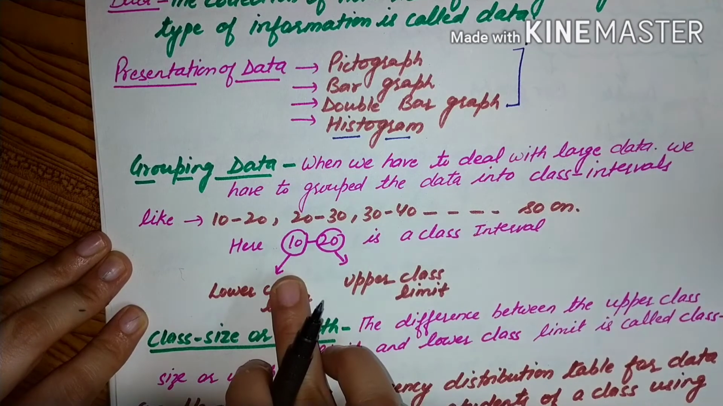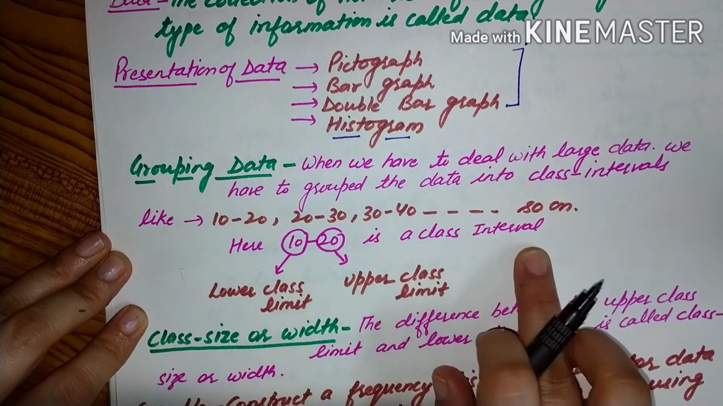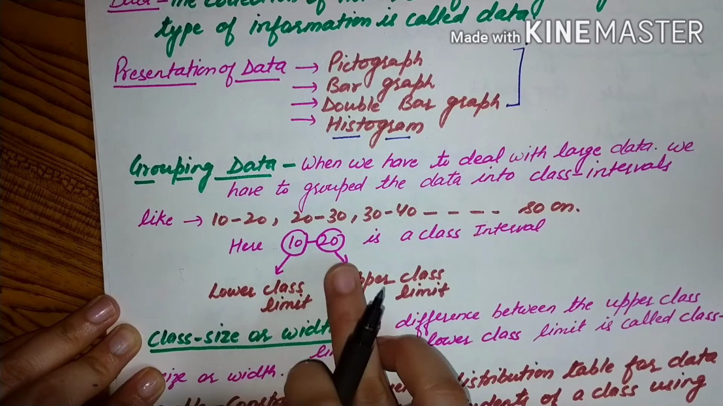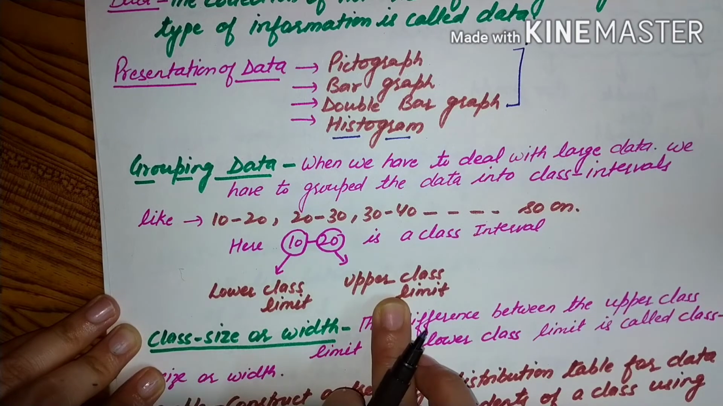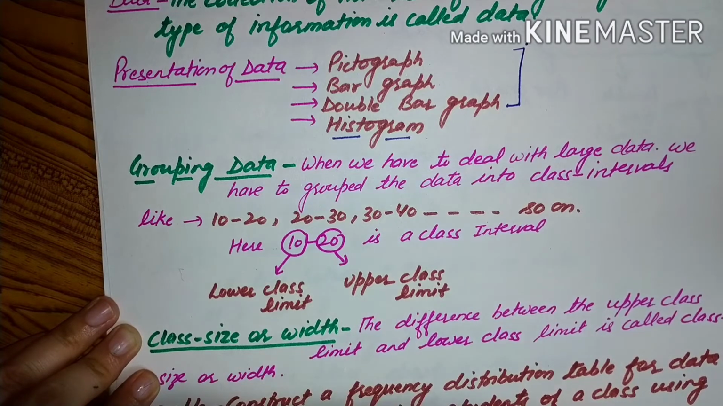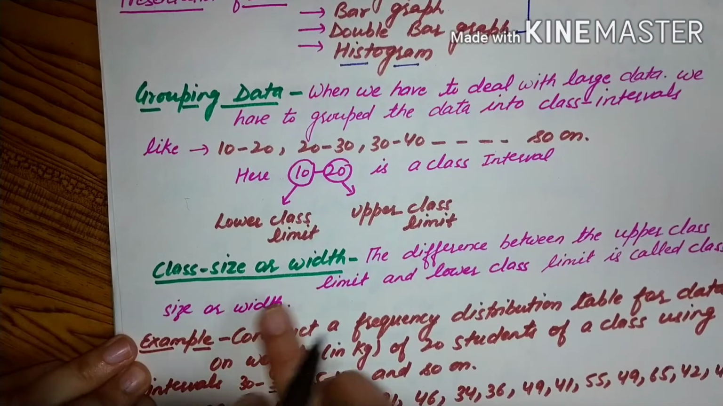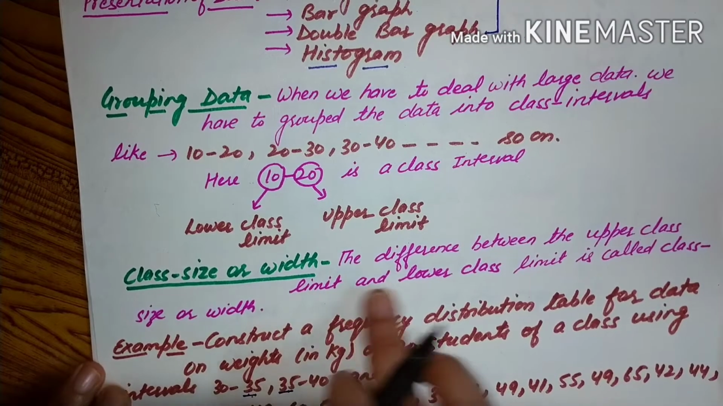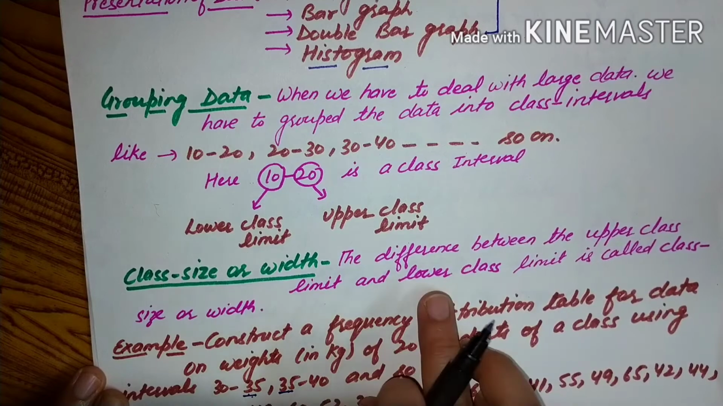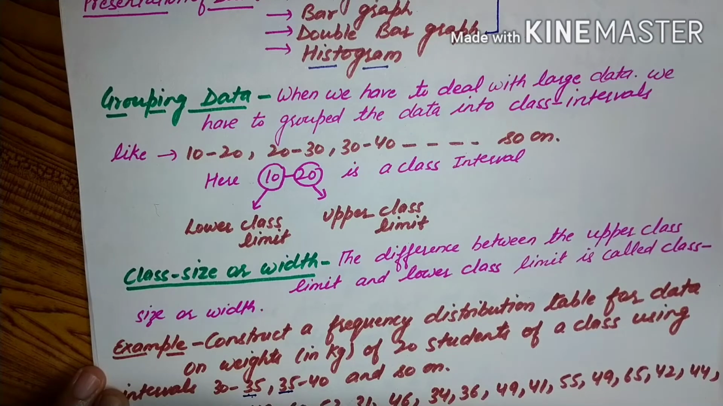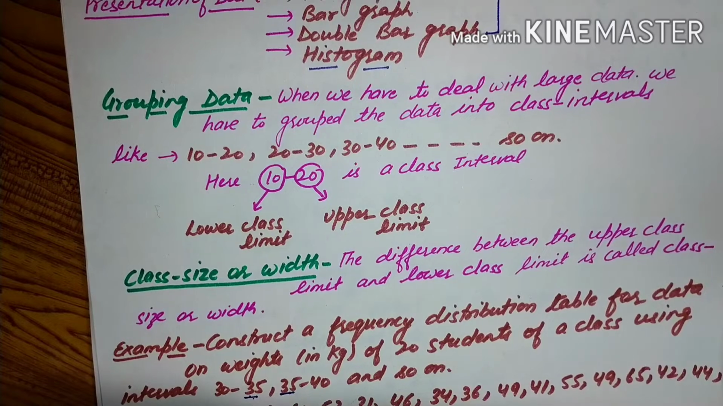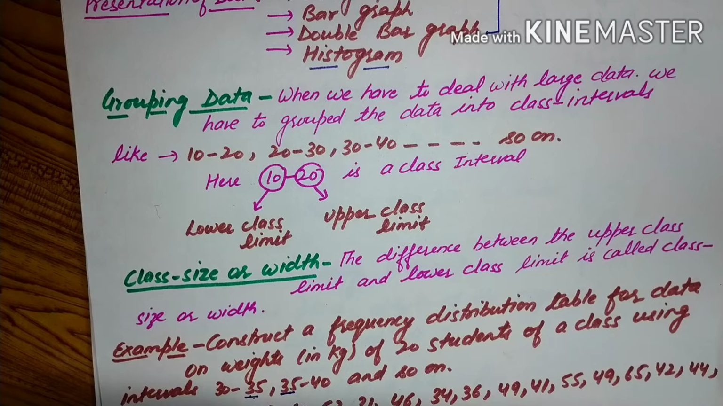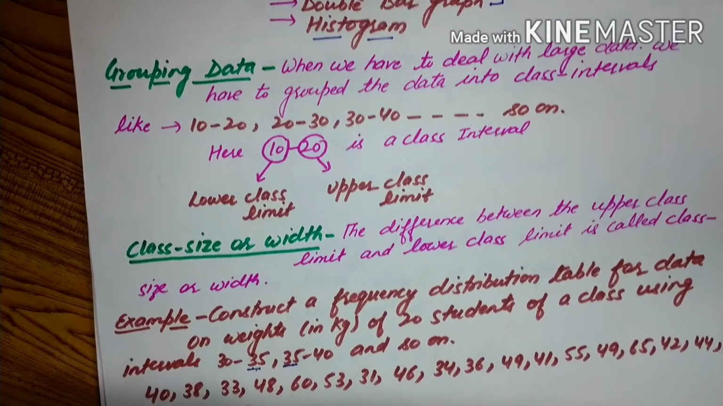So here you can see 10 to 20. It is a class interval. And 10 is called the lower class limit, 20 is called the upper class limit. Now the next term is class size or width. What is class size? The difference between the upper class limit and the lower class limit is called class size or width. Now let us take one example in which we will group the data using a frequency distribution table.